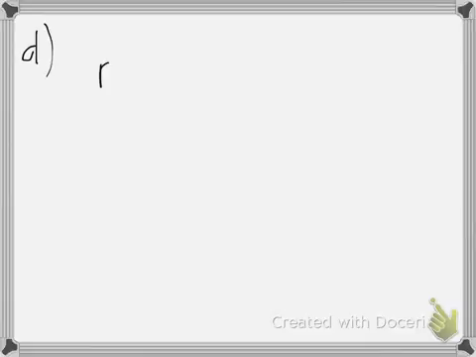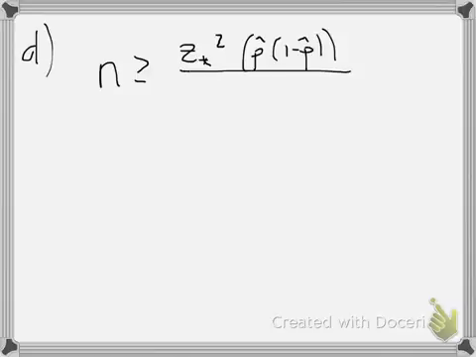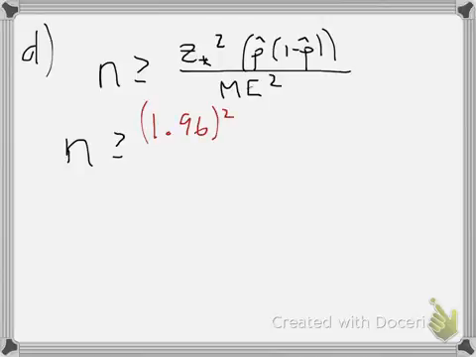So you had this formula, and hopefully I remember it myself. Z star squared times P, or P hat, whichever one you have, times 1 minus P hat, over the margin of error squared. Okay, so N is going to be at least, or greater than, the Z star. That's 95% confidence, so that's 1.96. We're going to use the result from part B as an estimate, so that was the 69.3.